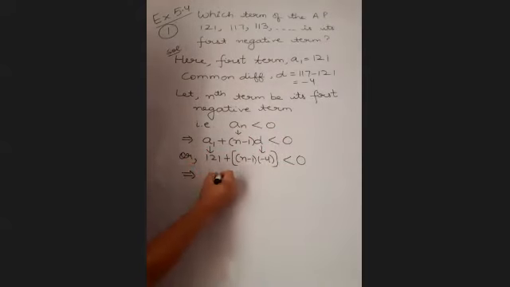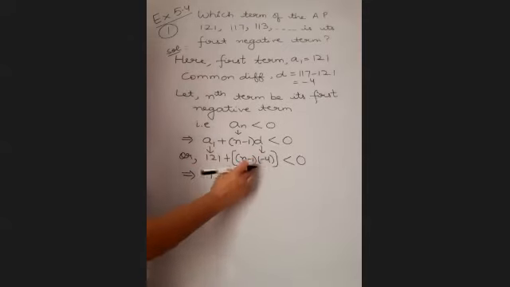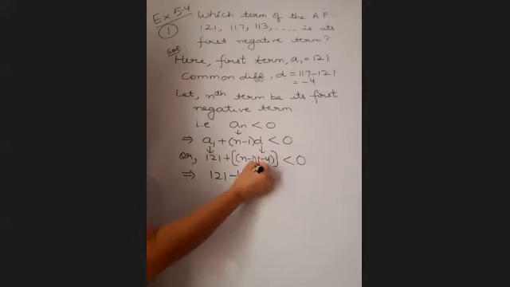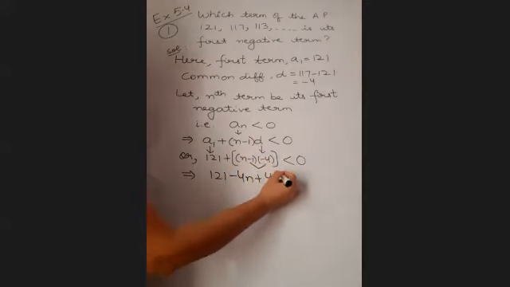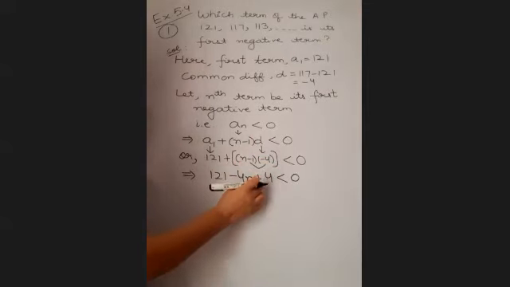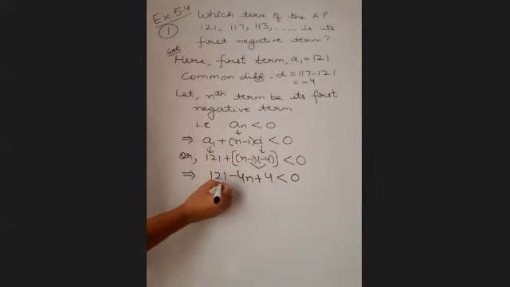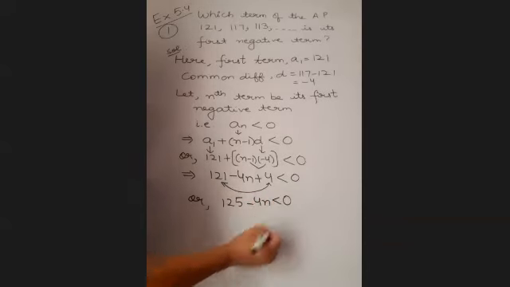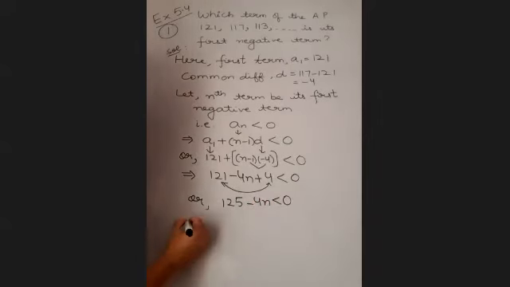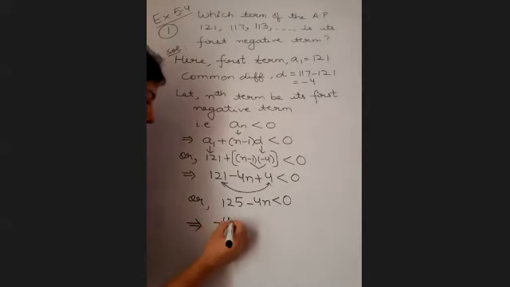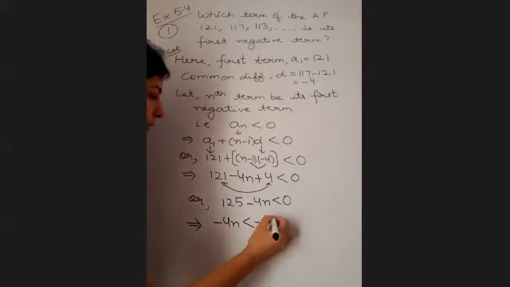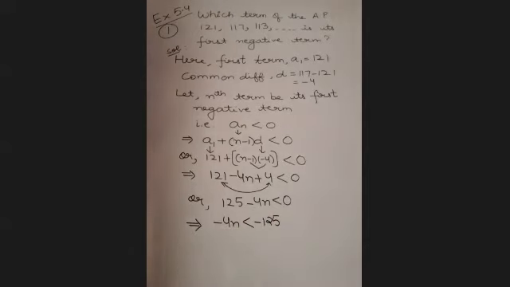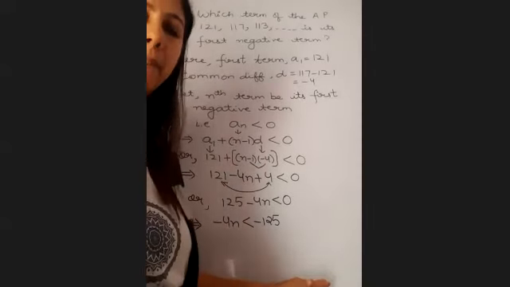So this gives me 121 minus 4 into n. This gives me minus 4n. And minus minus gives me 4 plus. Minus 4, minus plus. Now what is 121 plus 4? 125. Okay. Keeping variable on one side, 125 on that side will become minus 125. Till here everything is fine.